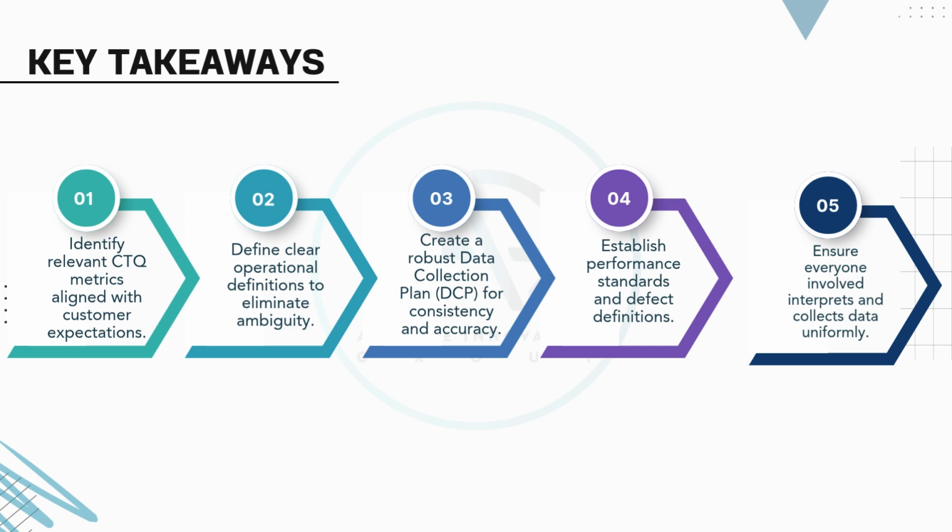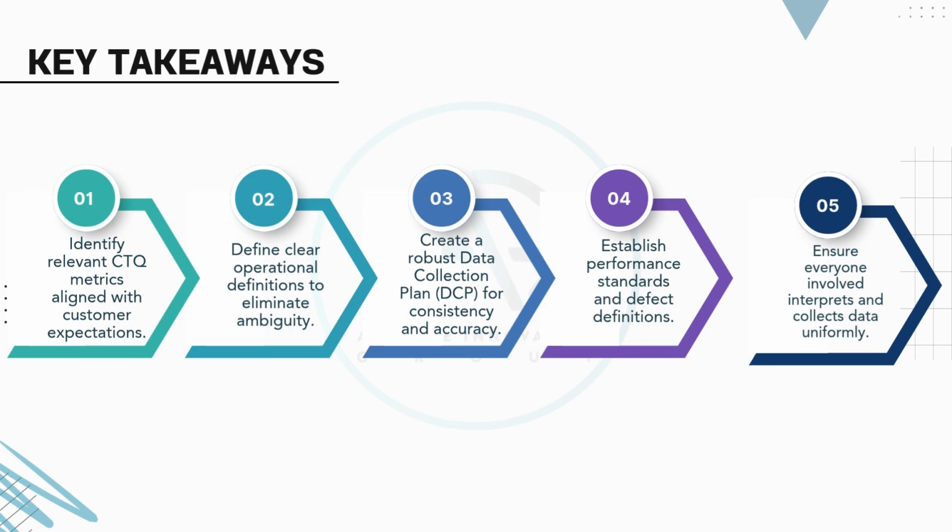Step 3. Create a robust data collection plan, DCP, for consistency and accuracy. Document exactly how, what, when, where, and by whom the data will be collected. A well-structured DCP ensures data integrity and allows for repeatable, reliable measurement.